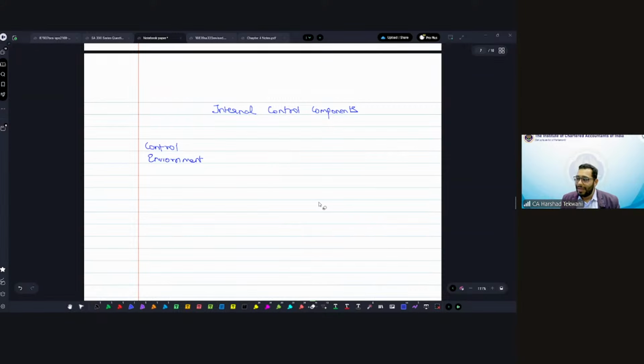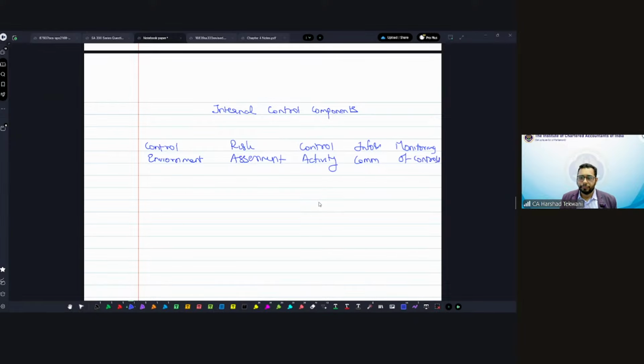Second, very important, was a risk assessment, because in front of each and every risk, you have a control. So without risk, you cannot have a control, basically. So risk assessment is the second part. Third is the activity itself, control activity, whatever is being done. Fourth is the information and communication that is received in the control. And fifth is the monitoring of the controls.